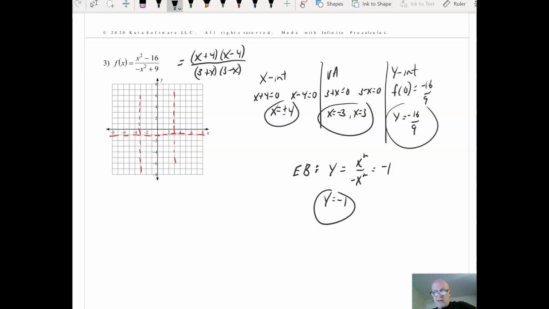And we've got x-intercepts at 4 and -4, here and here. And we've got a y-intercept at -16/9. That's something like right here. Okay, now those 3 points are actually enough to put together the whole graph. On the left side of the first vertical asymptote, it's got to go up towards the asymptote and approach it there. And on the right side, it's kind of the same thing. It's got to go up towards the asymptote and approach that asymptote there.